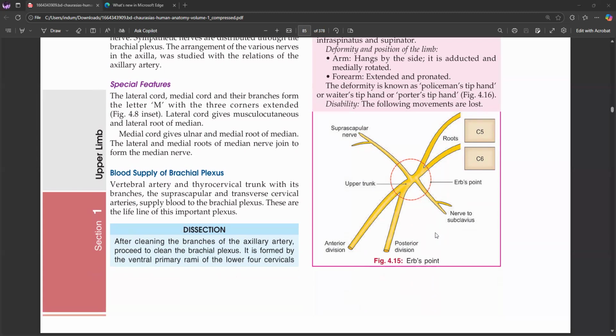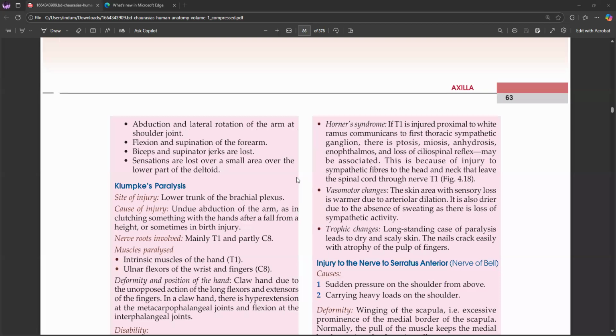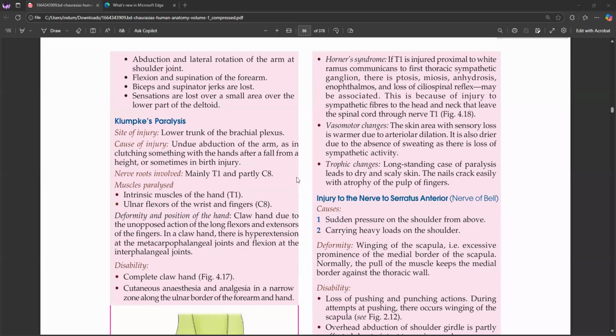Disability. The following movements are lost: abduction and lateral rotation of the arm at shoulder joint, flexion and supination of the forearm. Biceps and supinator jerks are lost. Sensations are lost over a small area over the lower part of the deltoid. Klumpke's paralysis, site of injury, lower trunk of the brachial plexus.